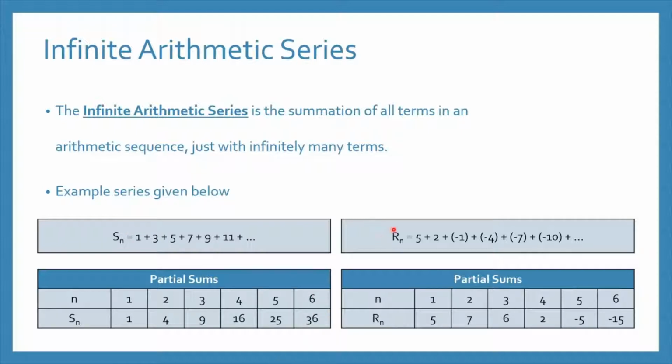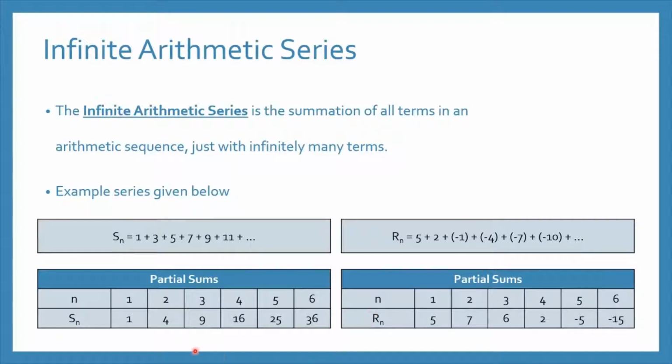And then additionally, a second one we can look at is R sub n, which is the summation of the following sequence: 5 plus 2 plus negative 1 plus negative 4 plus negative 7 plus negative 10, and so on and so forth. So the partial sums there again are shown at the bottom down here.